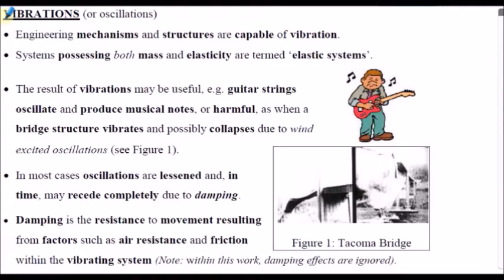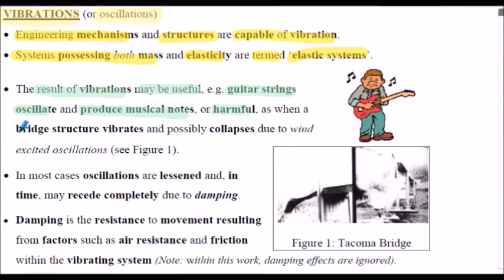Let's consider vibrations or oscillations. Engineering mechanisms and structures are capable of vibrations. Systems that possess both mass and elasticity are termed elastic systems. The occurrence of vibrations may be very useful. For example, guitar strings oscillate and produce musical notes, or they can be harmful, as when bridge structures vibrate, from which possible collapse can occur due to wind-excited oscillations. There have been documented occurrences of bridges collapsing, as shown in figure 1 here.